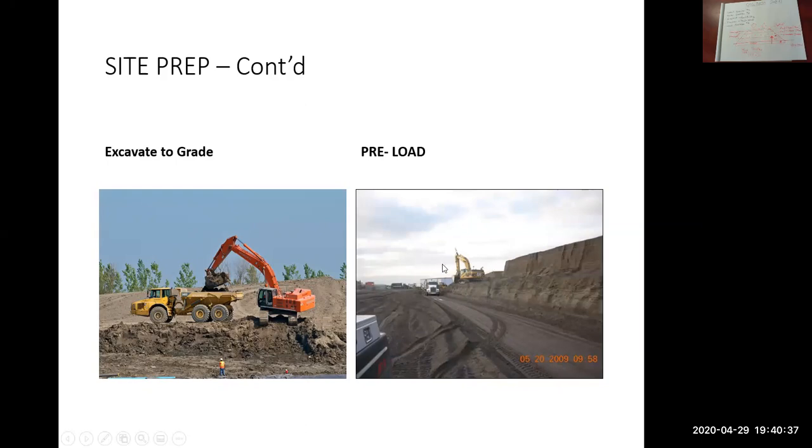A preload operation could be quite time consuming. Preloads can be tens of thousands of cubic meters of material being placed. So they're usually quite expensive.